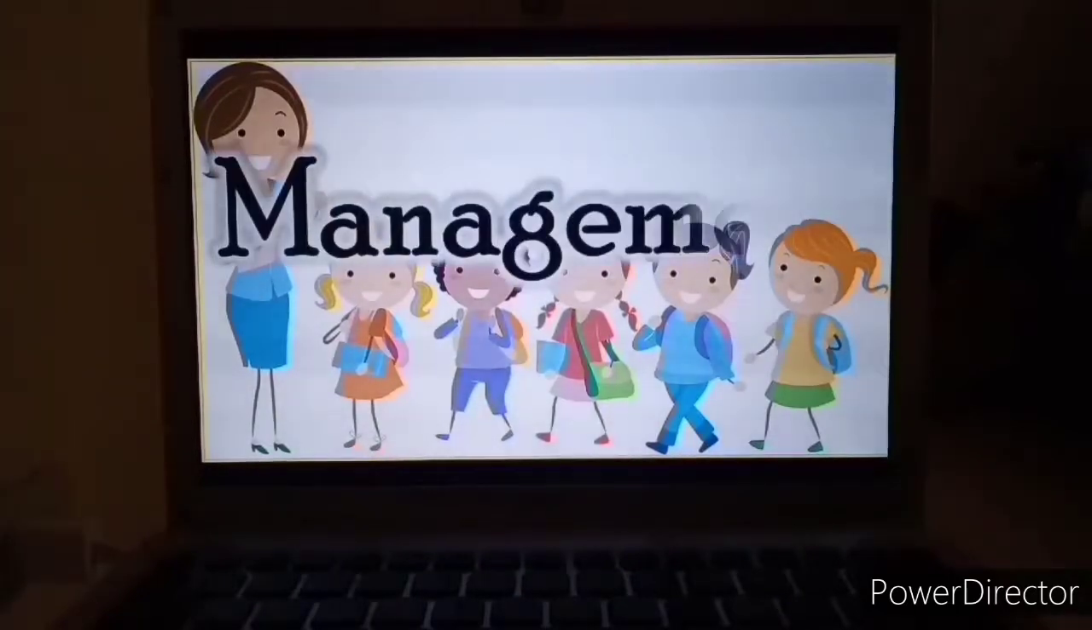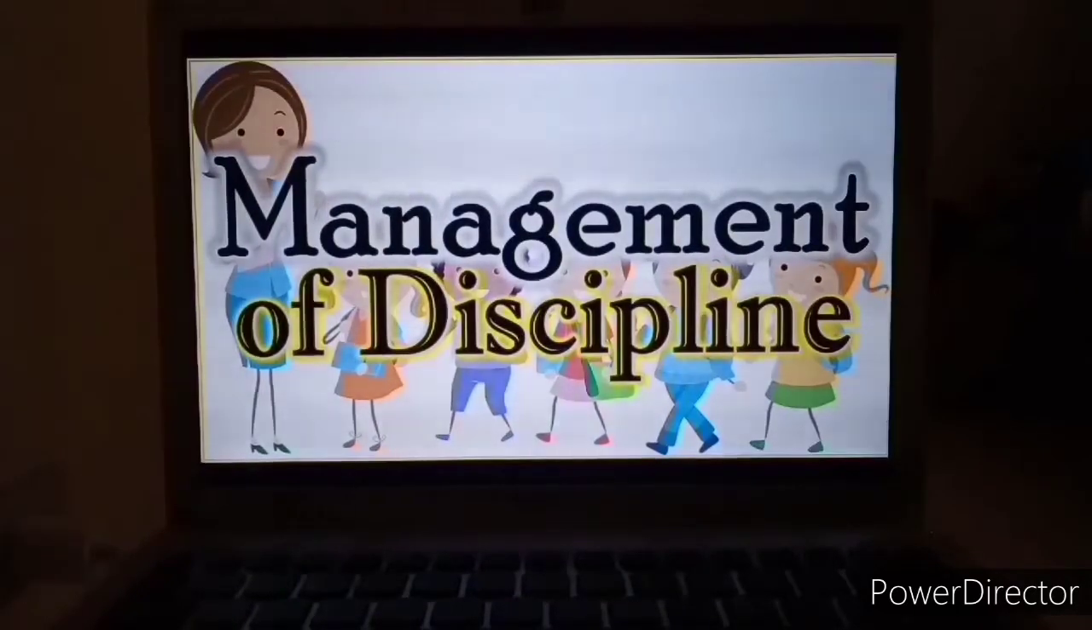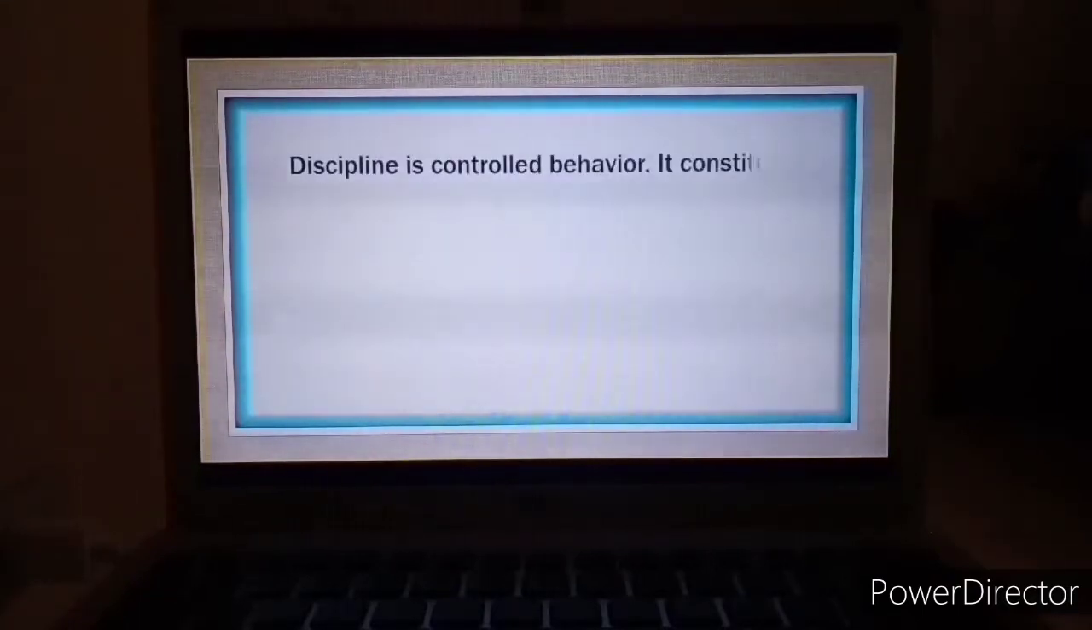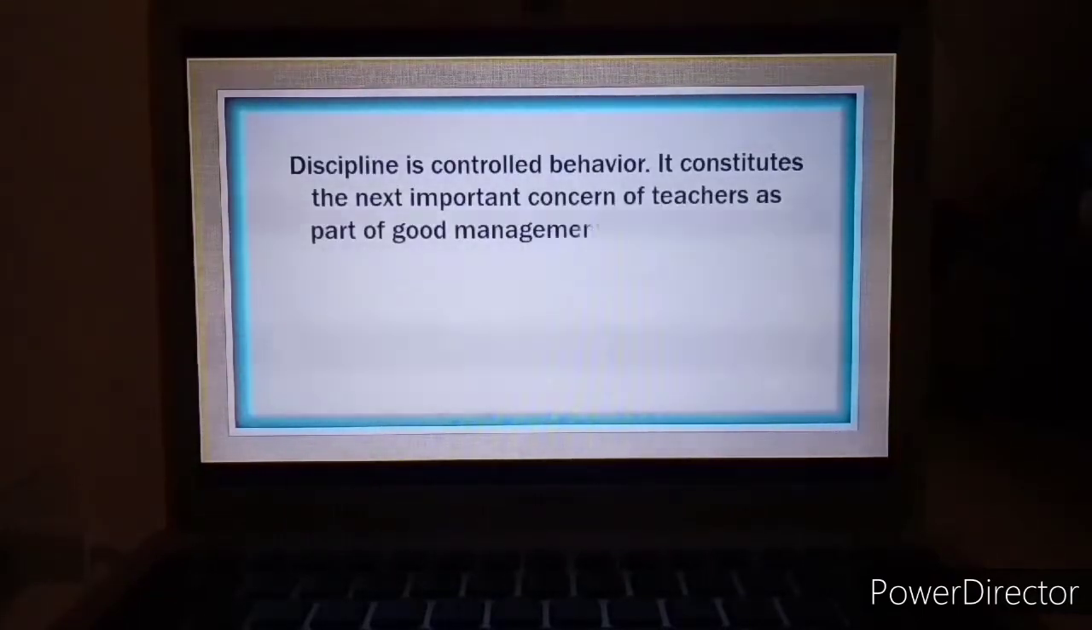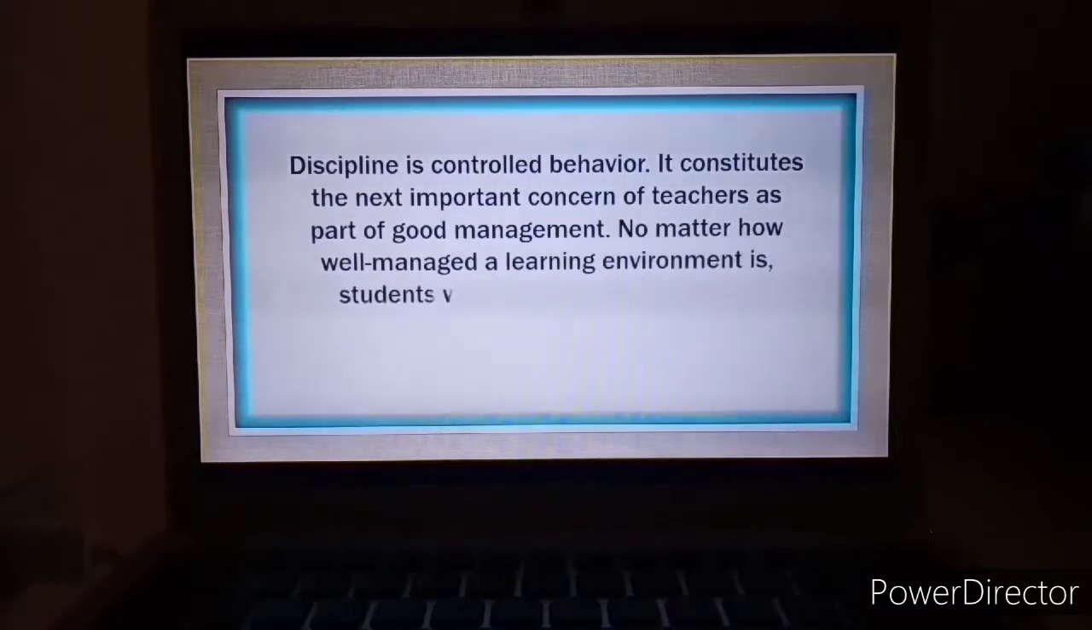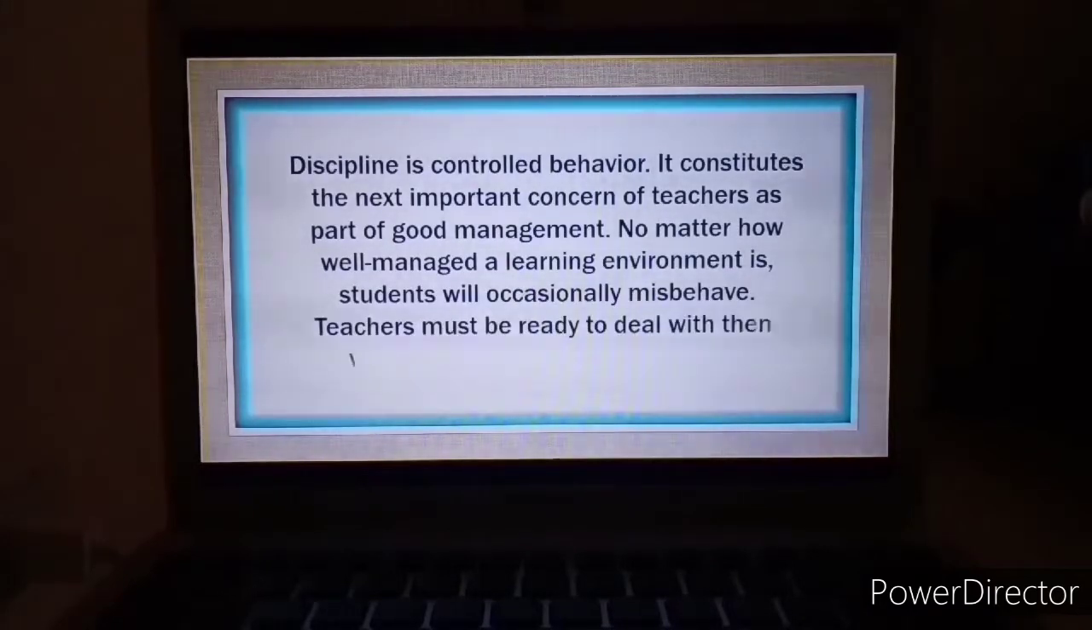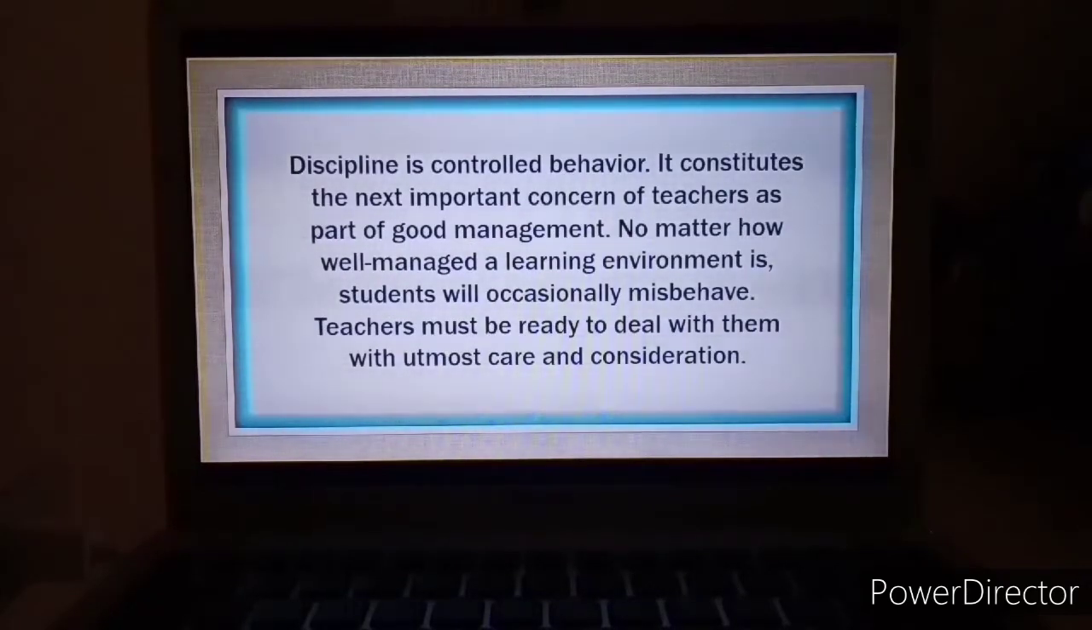Second is management of discipline. Discipline is controlled behavior. It constitutes the next important concern of teachers as part of good management. No matter how well managed a learning environment is, students will occasionally misbehave. Teachers must be ready to deal with them with utmost care and consideration.